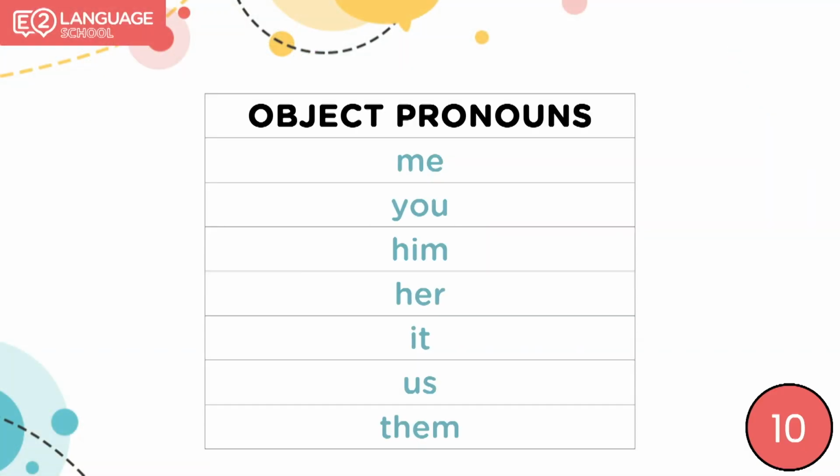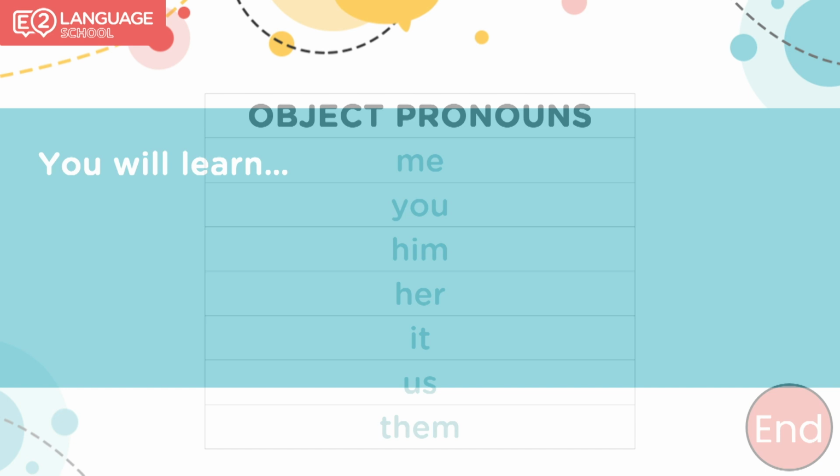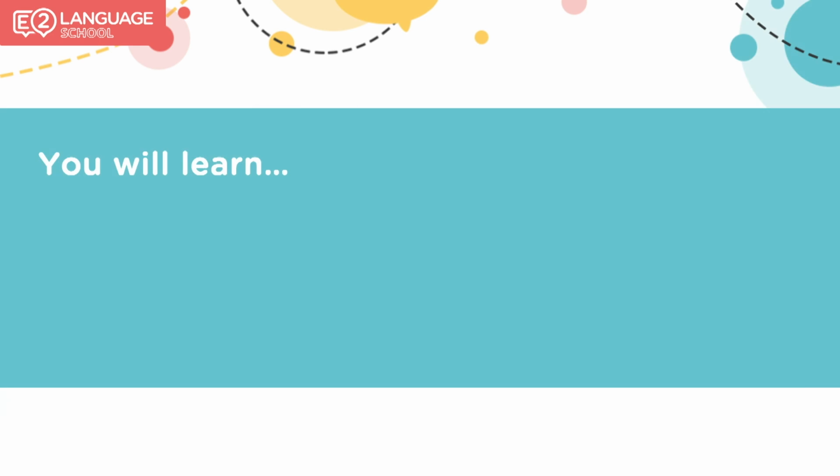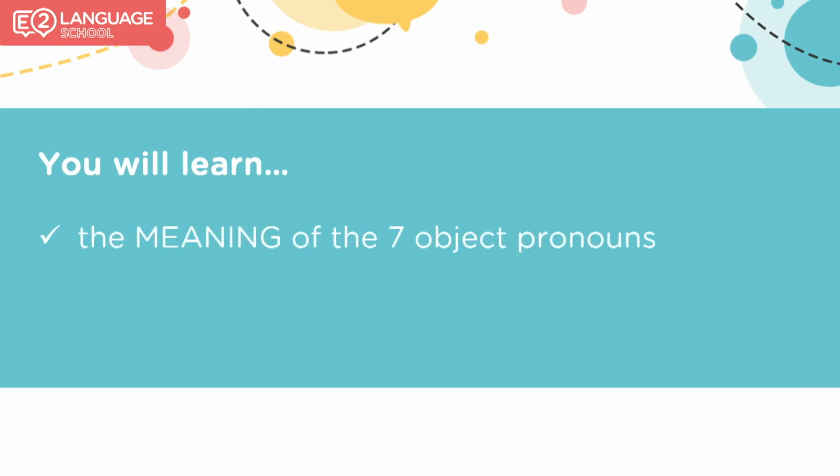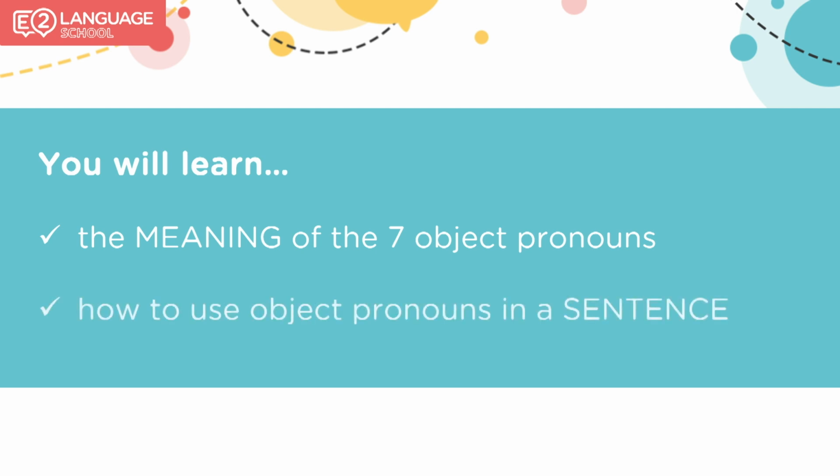I'm going to begin by showing you a list of the 7 object pronouns in English. I would like you to read the list and I'll give you 10 seconds to do that. In today's class, you will learn the meaning of these 7 object pronouns and how to use object pronouns in a sentence.